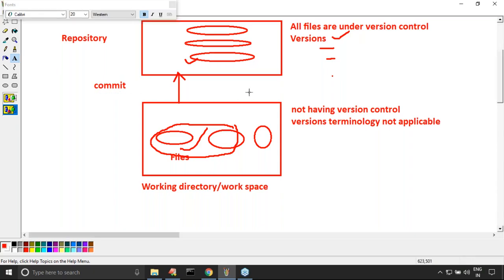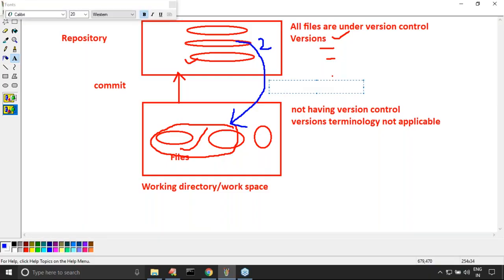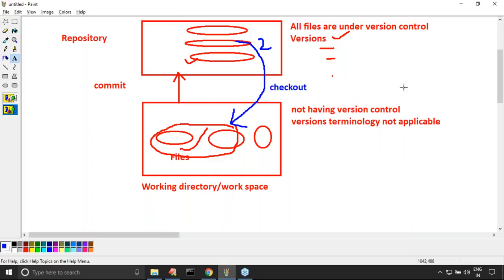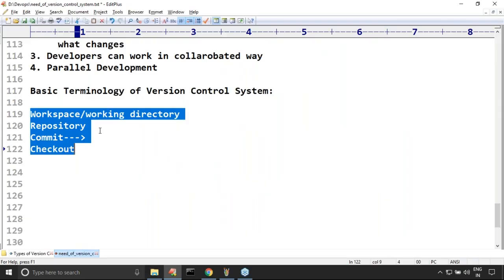Like sir, tomorrow I want version 2. Assume that, sir, I want version 2. These version 2 files I want to move from repository to current working directory. This process of bringing the files from repository to current working directory is by default considered as what? Checkout. Is it clear for all of you, right? These four words are very, very important, sir, to continue further.